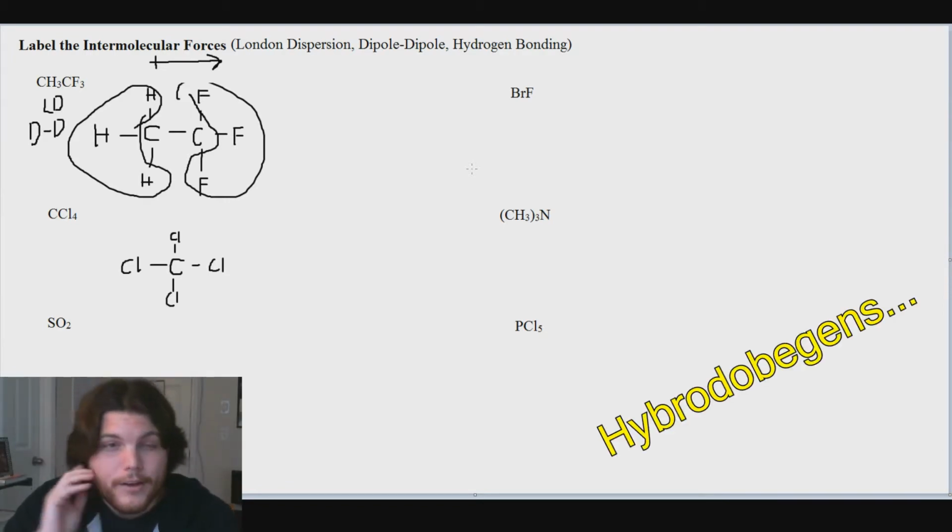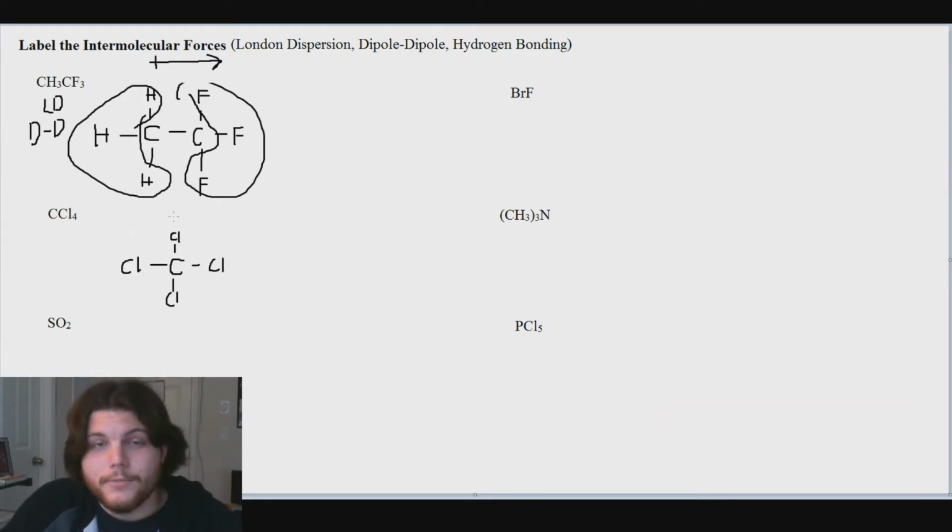Hydrogen bonding, we don't have any hydrogens in this, so that seems unlikely. And lastly, London dispersion, well, everything can have polarizability, so we'll go ahead and throw that on there. Let's look at the next one.